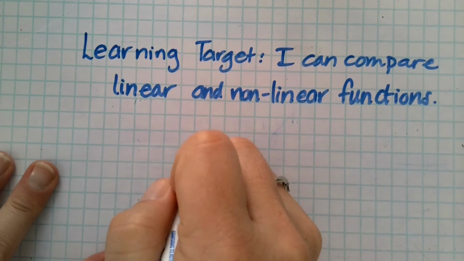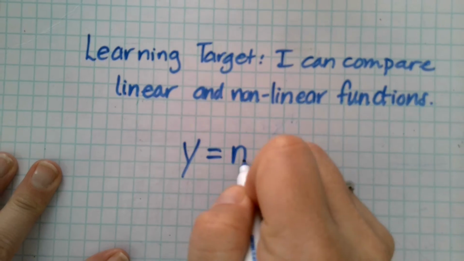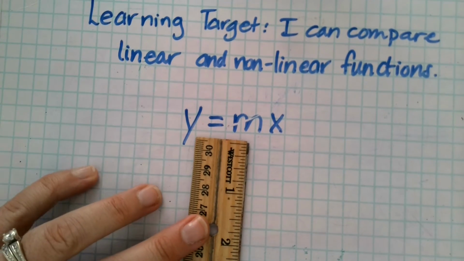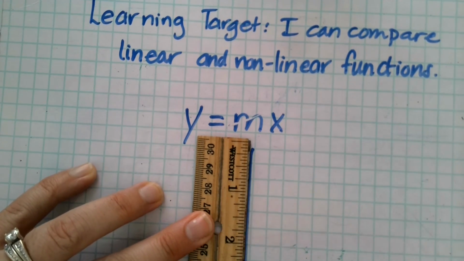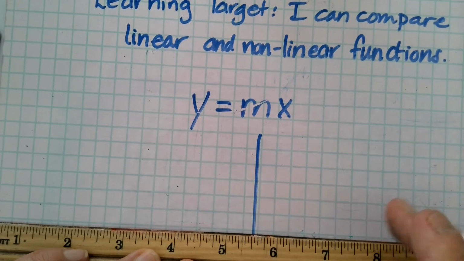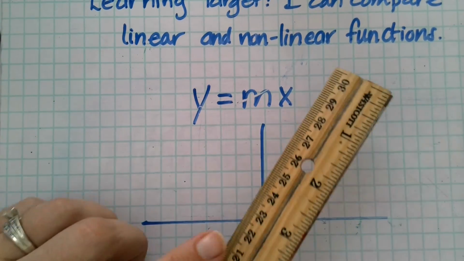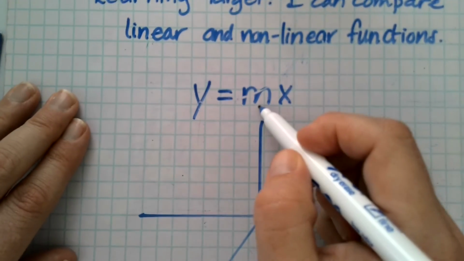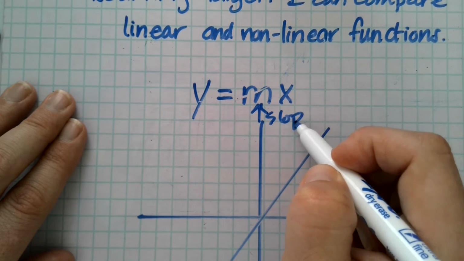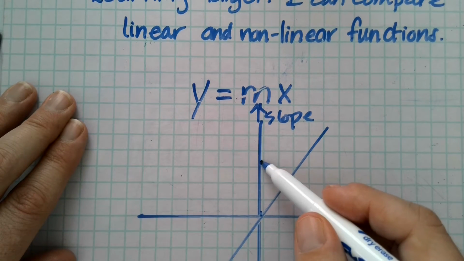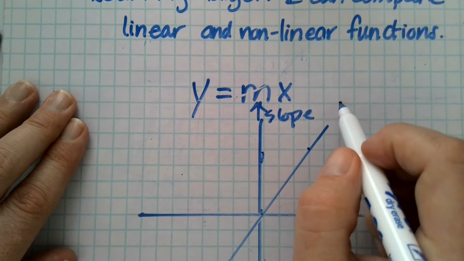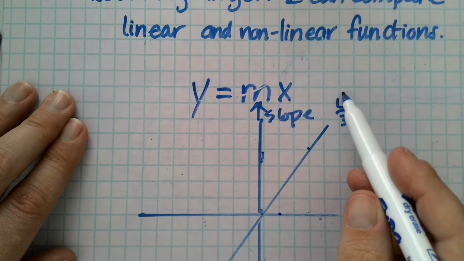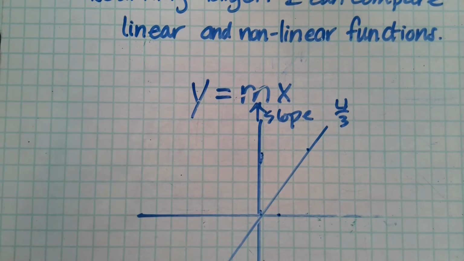Now I want to remind you of our basic form of a line, y equals mx. And this is what we learned for something that shows direct variation. It's going to be a line that goes through the origin and it increases at a constant rate. So this m out front is going to be our slope, right? So if it goes up 4 over 3, we would say our slope is 4 over 3. So as x increases by 1, y increases by 4/3. That's how it works.